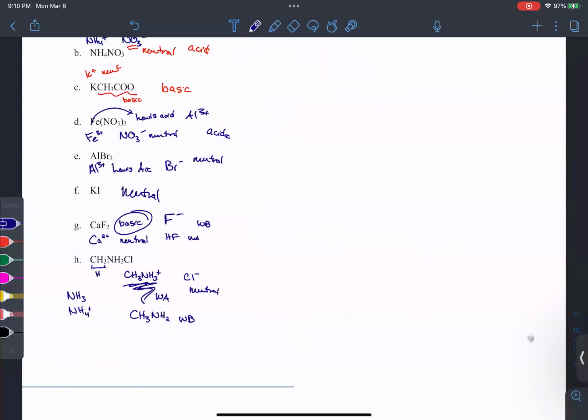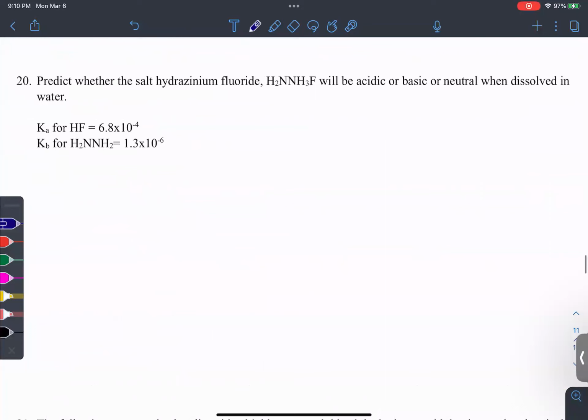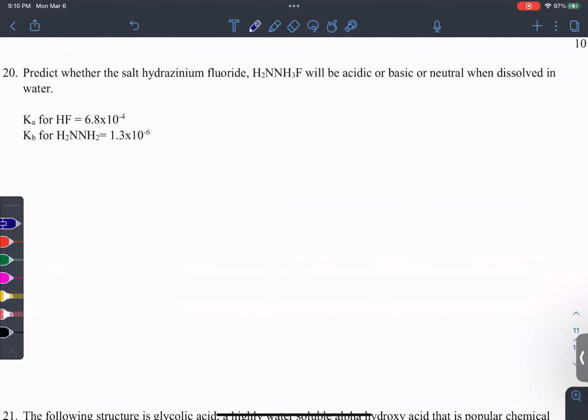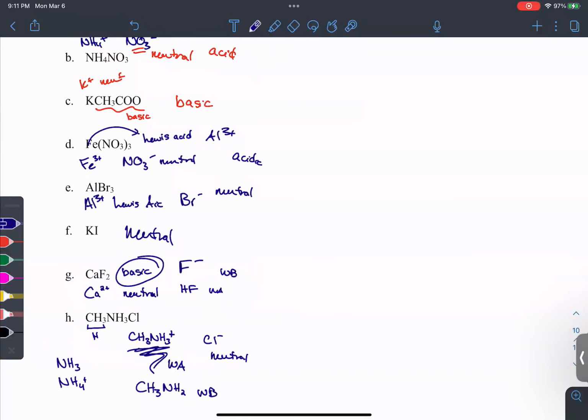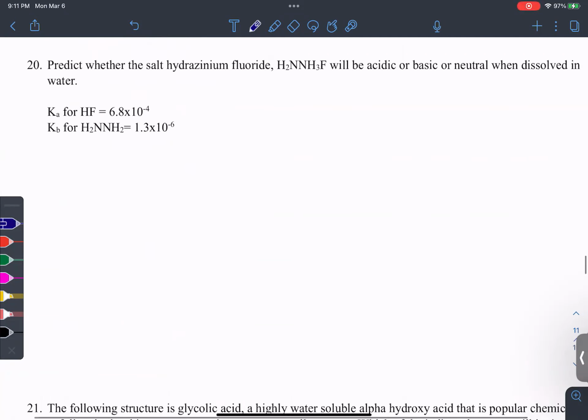Okay, so let's keep going. You see in all of these examples, something was neutral, so we could always ignore it. And so the question is, what if one is an acid and one is a base? It's not that bad. We just have to be given Ka values, and then we can understand which cation or anion is stronger. But the strategy is still the same here.